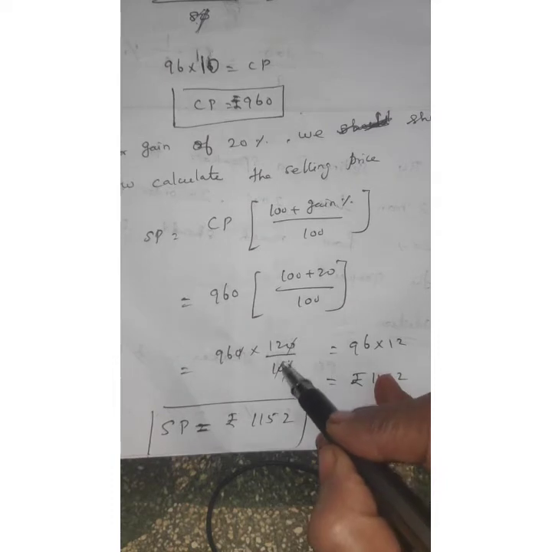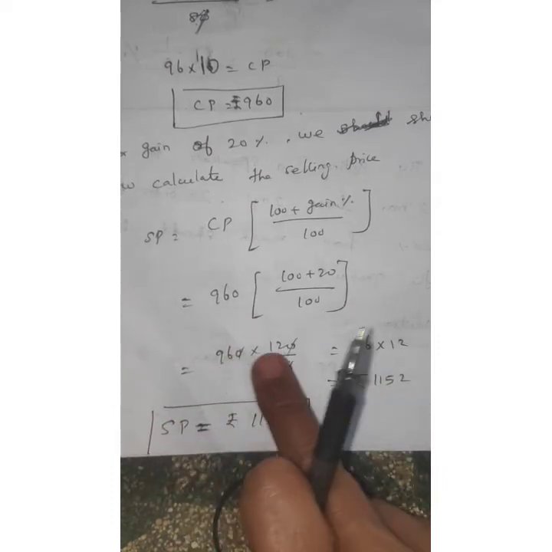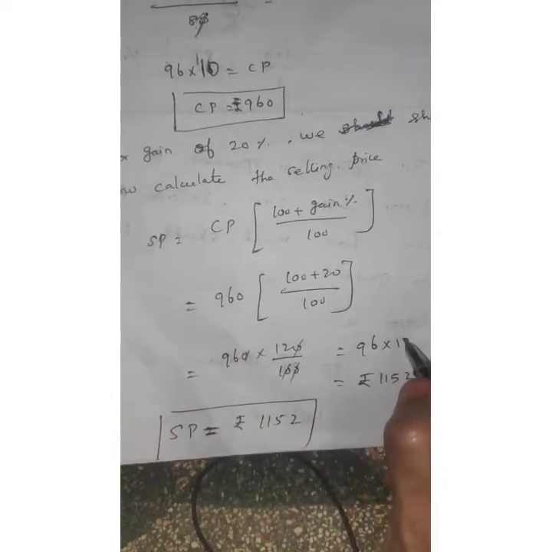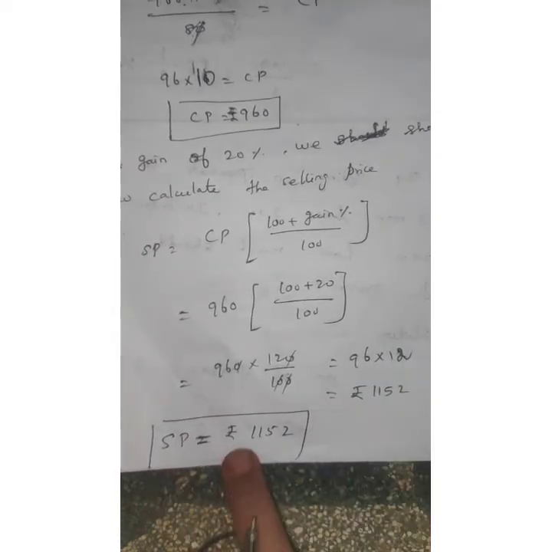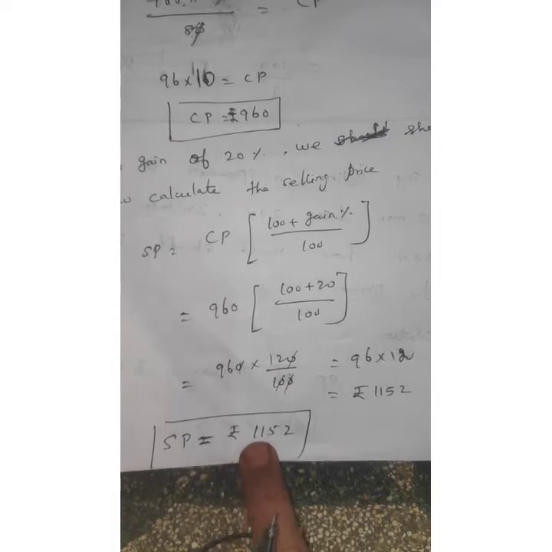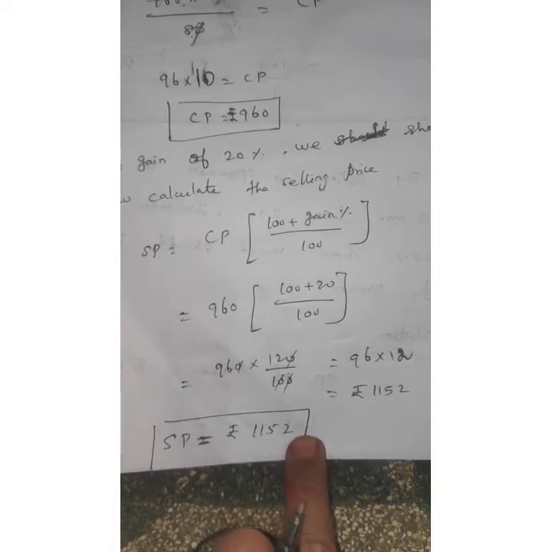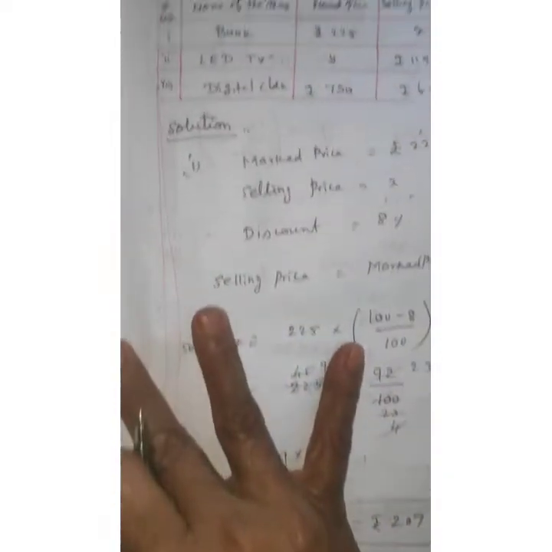0, 0, 0, 0 cancel. 96 into 12 equals 1152 rupees. Now SP equals 1152 rupees. Next, seventh question.